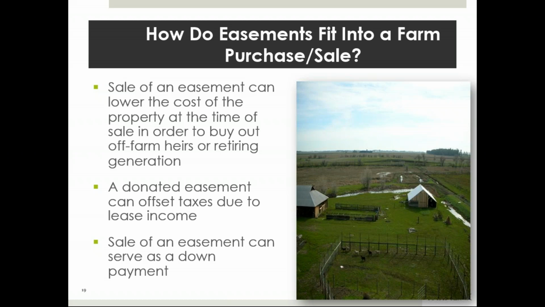So the sale of an easement can lower the cost of the property at the time you buy, in order to buy out off-farm heirs or retiring generation. Donating an easement can offset taxes, and the sale of an easement can serve as a down payment. The value that you get for selling your easement is going to differ depending on the development pressure of the area that you're purchasing. So in some cases, an easement is not going to be worth as much as you would want it to. And in other cases, it can take $1 million off of a sale price. It just depends on where you are.